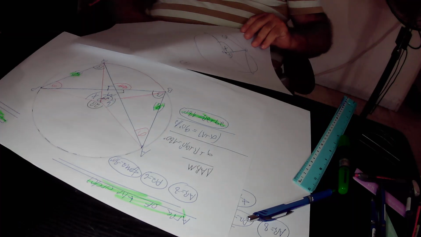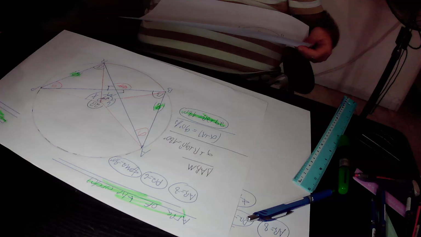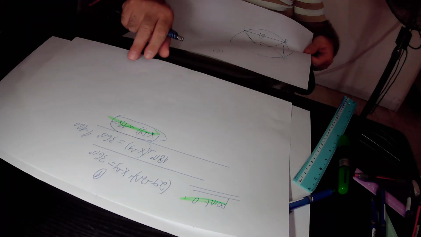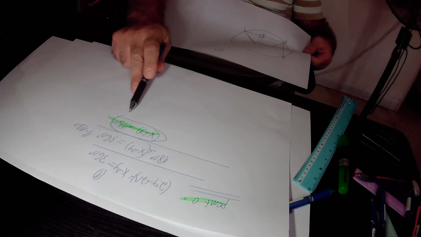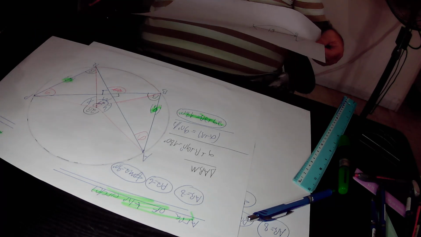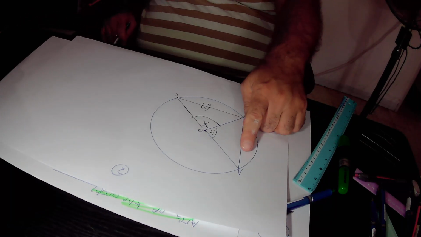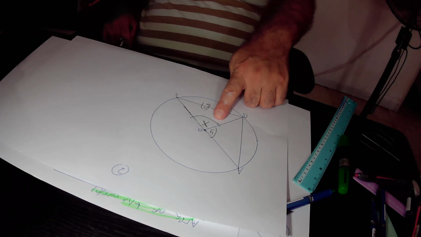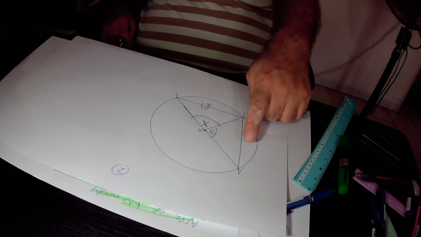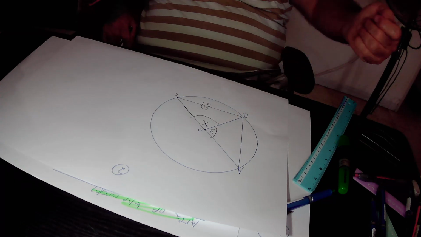We have already found out that x plus y equals 180 degrees. Again, x plus y equals 180 degrees. This is angle AOC. The size of angle AOC is x plus y. That is to say, the size of angle AOC is 180 degrees because x plus y equals 180 degrees.